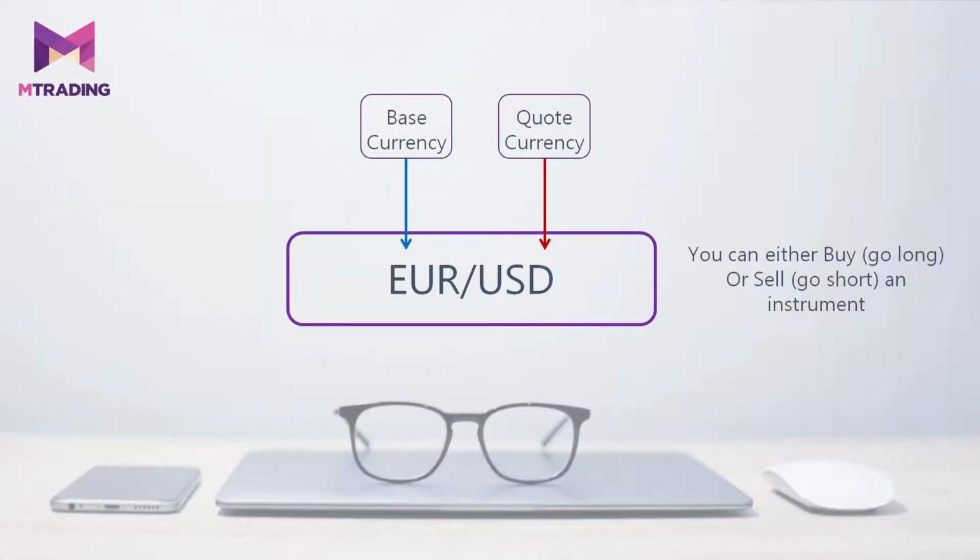So here we have an example instrument. In this case, it's euro dollar currency pair. The base currency in this pair is euro, and the quote currency is US dollar. So if you think that the euro will get stronger against the dollar, you buy, also known as go long. If you think that euro will weaken and that the dollar will strengthen, you would sell the pair, also known as go short.